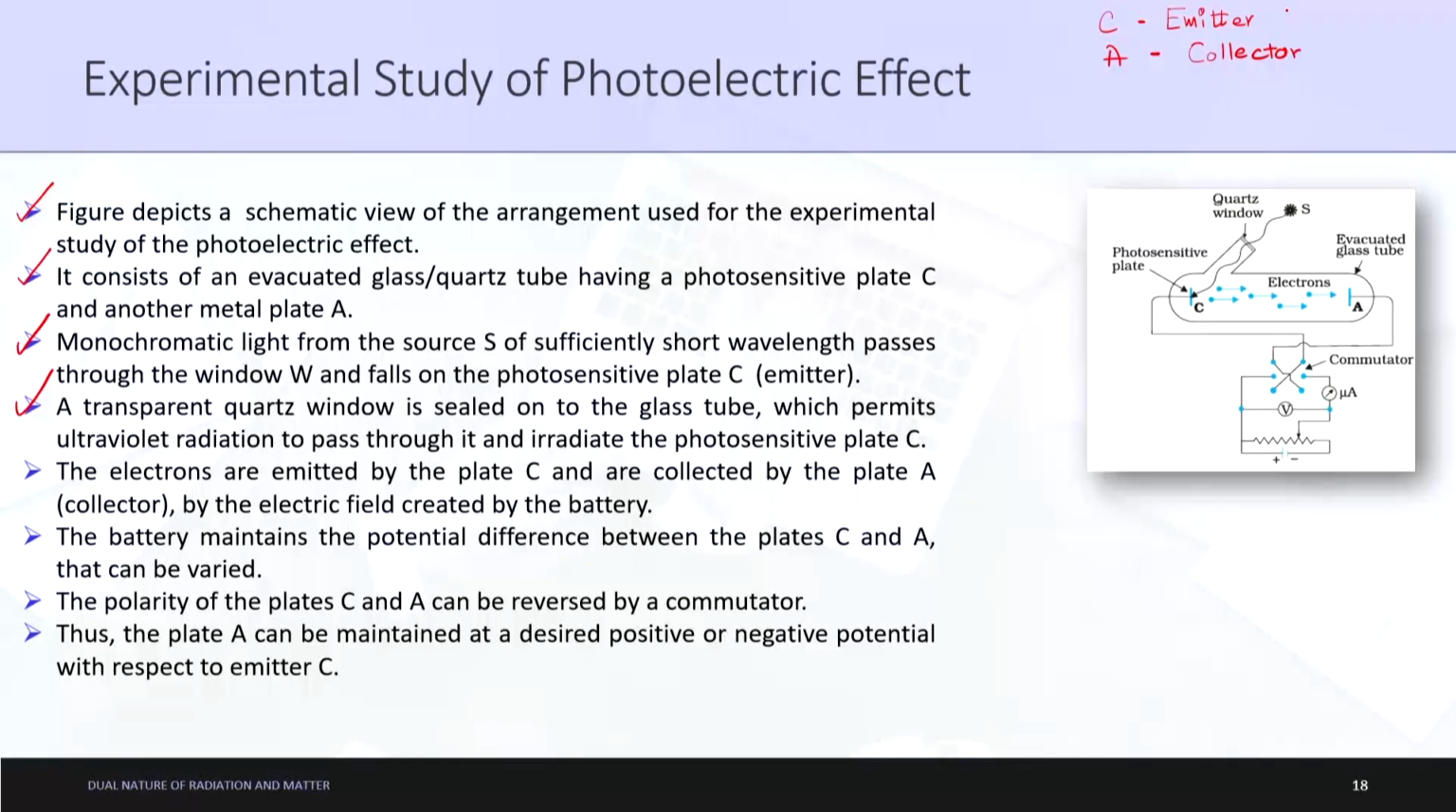So, emitter, what does the name say? It is emitting something. That is why the C plate is called the emitter plate. In our complete detailed study, electrons are being emitted, hence it is the emitter plate, and A is the collector plate. Why is it called the collector plate? Because something is being collected by it. What is being collected? Electrons are being collected. So, C is your emitter plate and A is your collector plate.